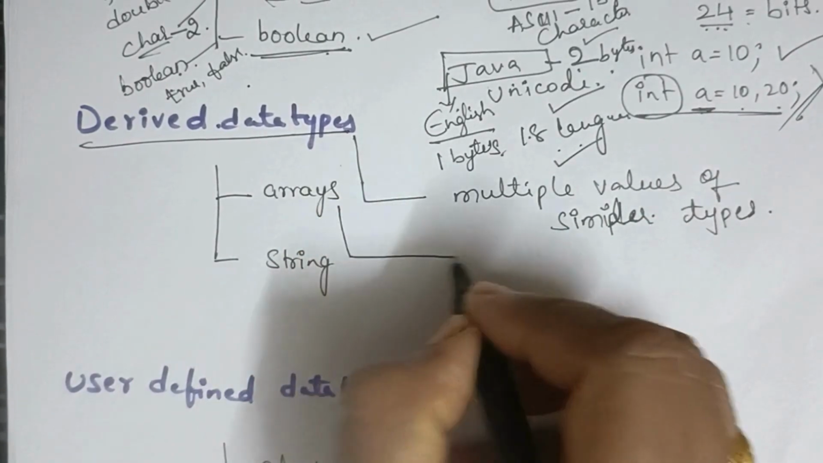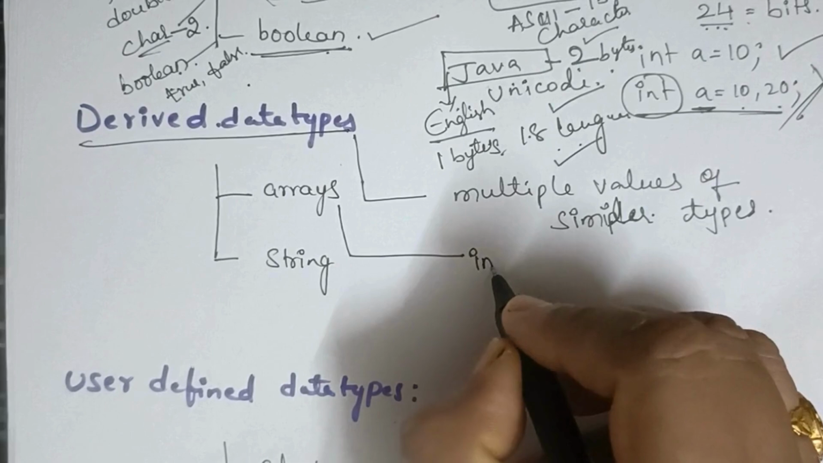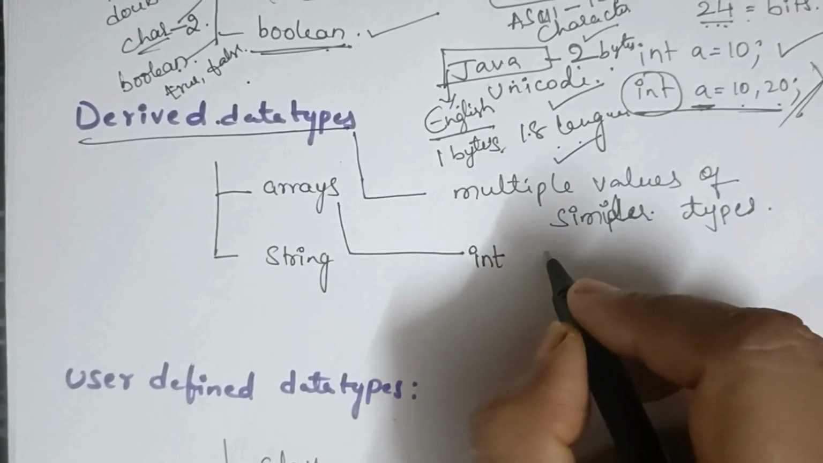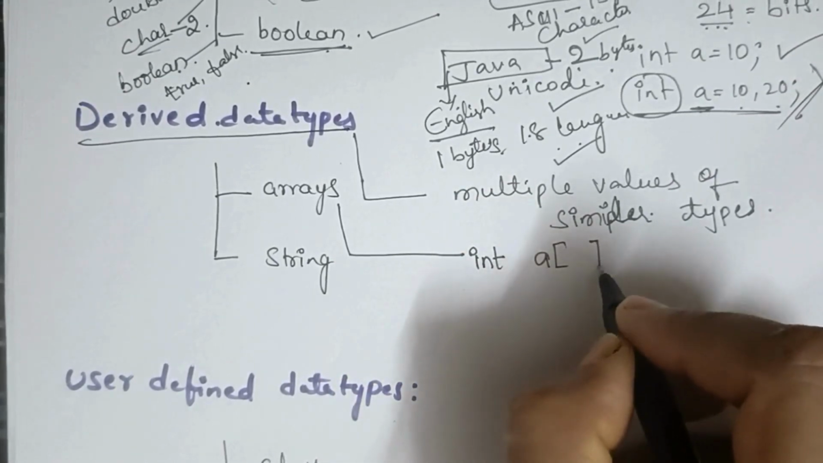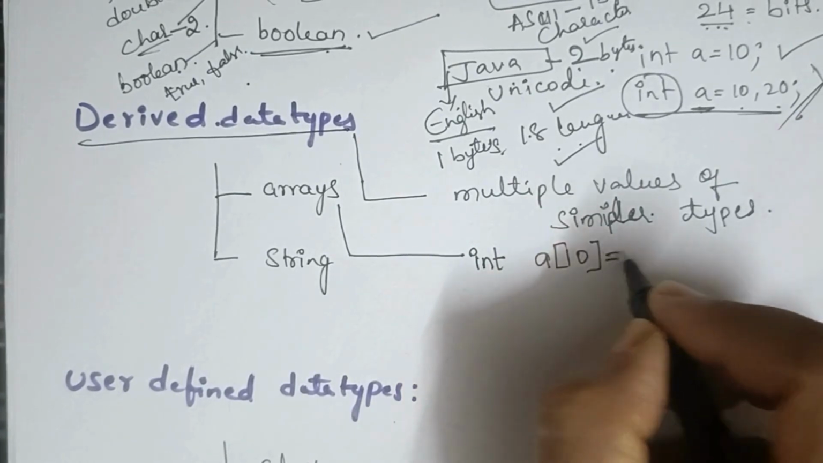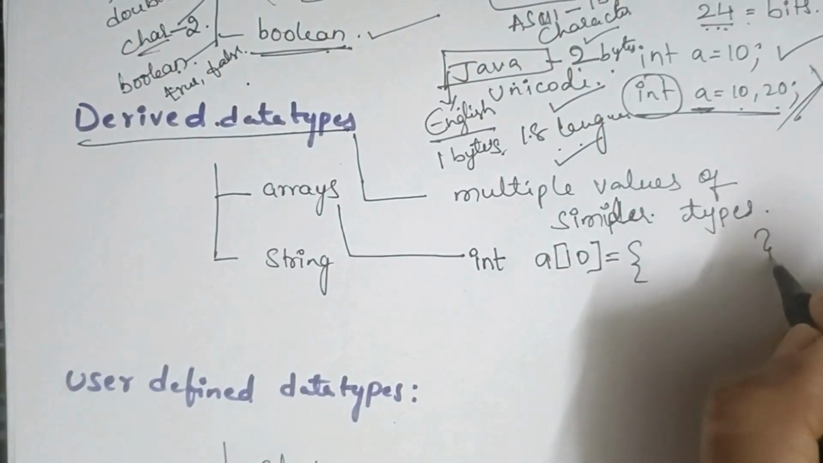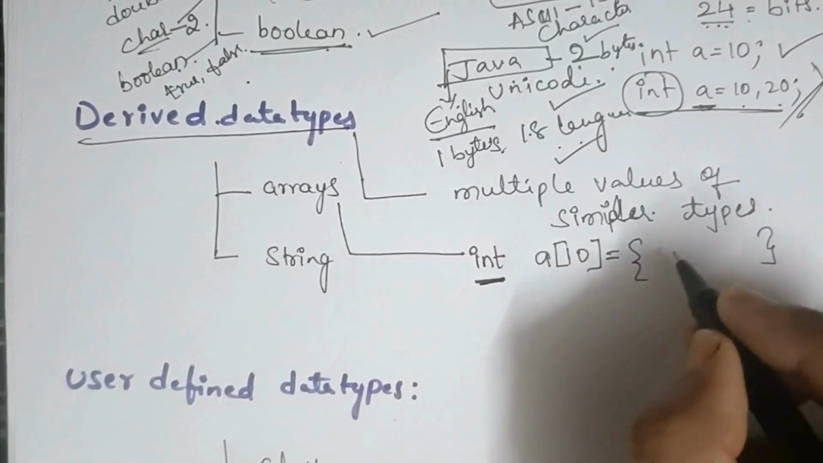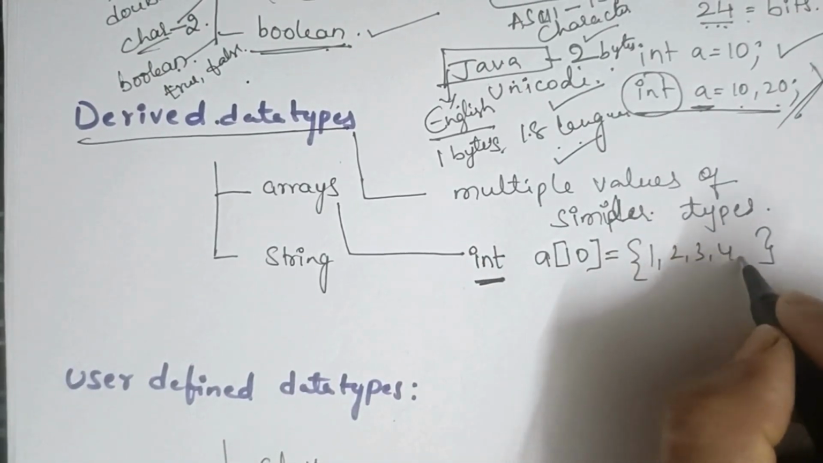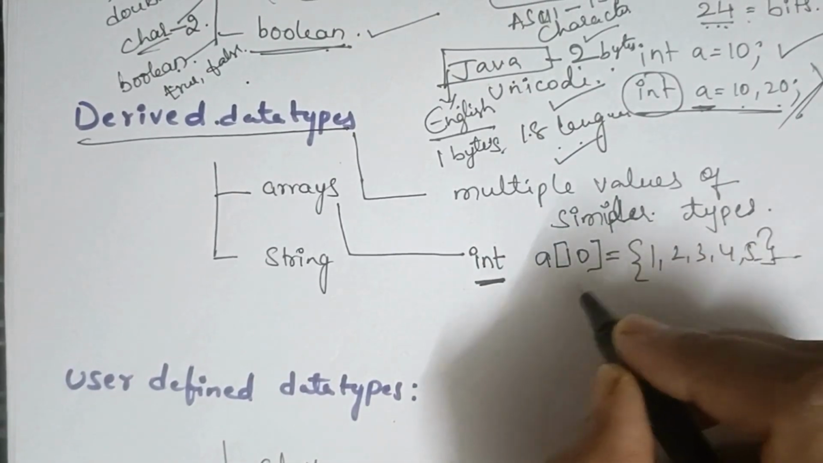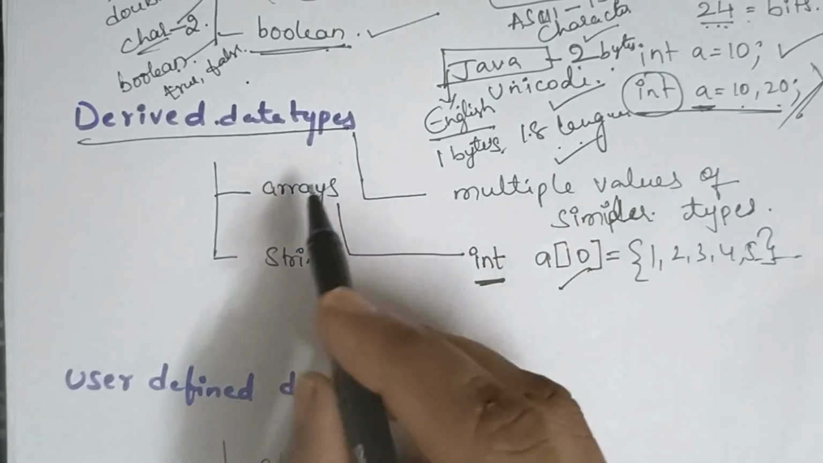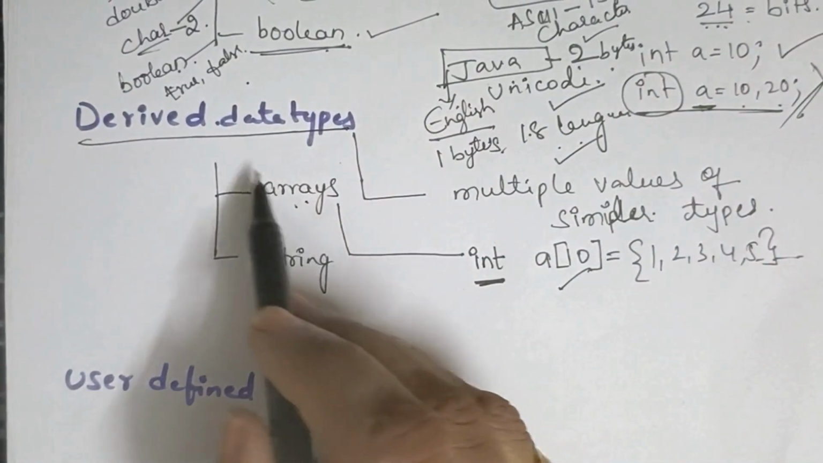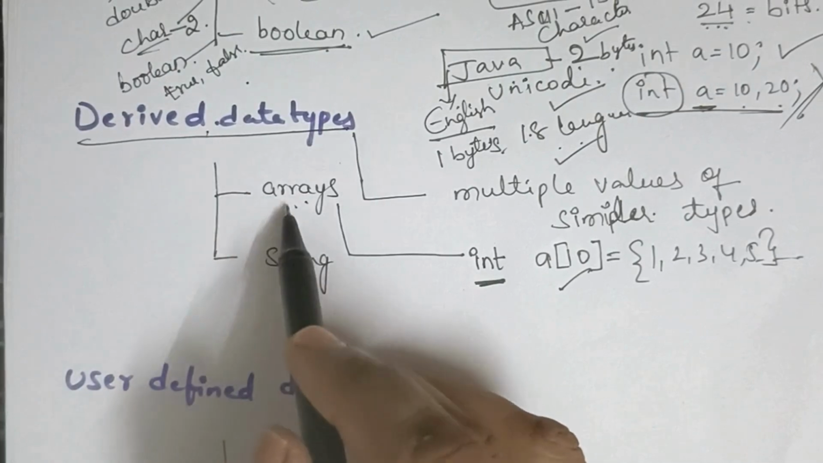And arrays, how to declare an array? First we give the data type, and we write the size we are going to mention, and in this we are going to store all values of similar type, means integer type values we can store in that. Of type integer, 10 values we can store. So this is an array. Arrays is a derived data type in Java.